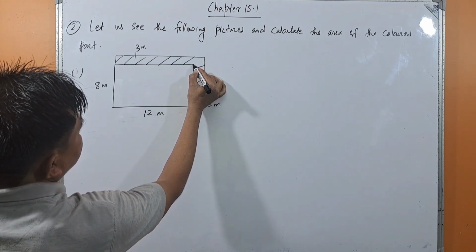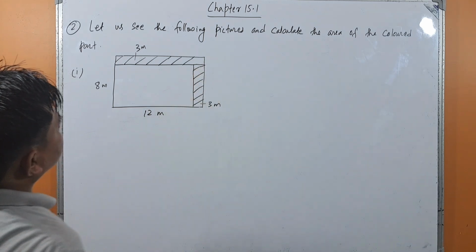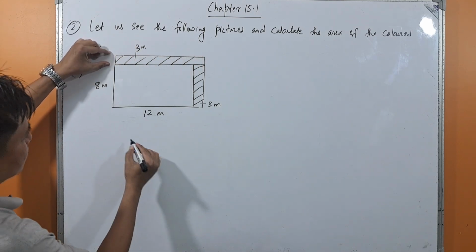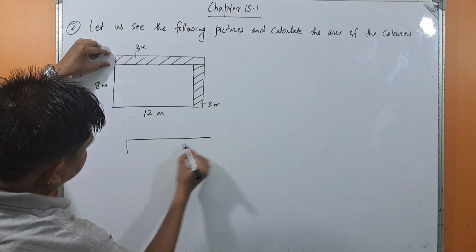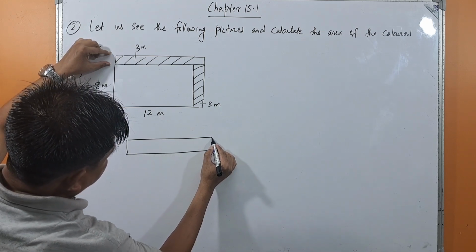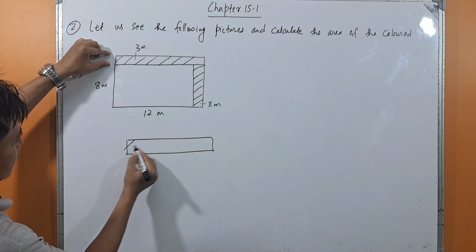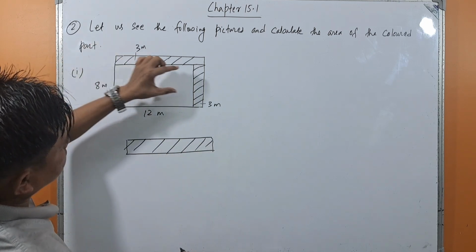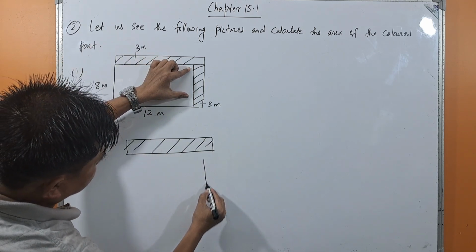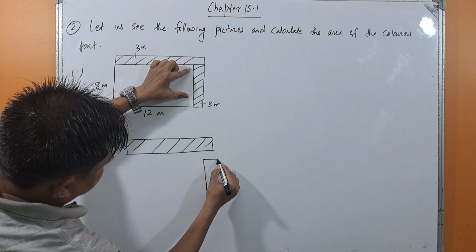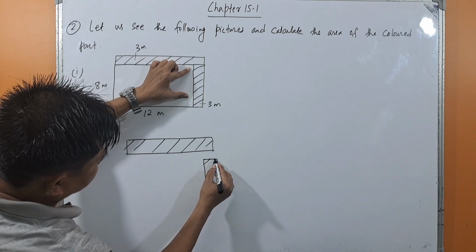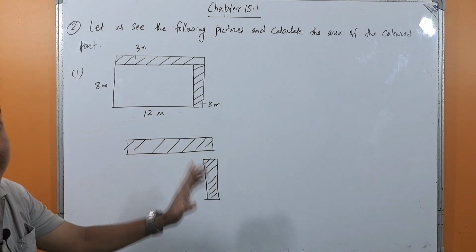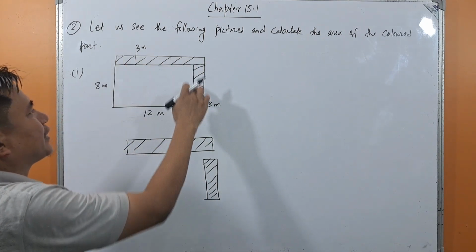We simply have to join this line. After that we can see a small rectangle here, isn't it? Let me draw this rectangle separately out here. So this is the rectangle, this is the colored part. And after that we have another rectangle, this one. So what we do is we find the areas of these two rectangles separately and add them, so we get the total area of the colored part.